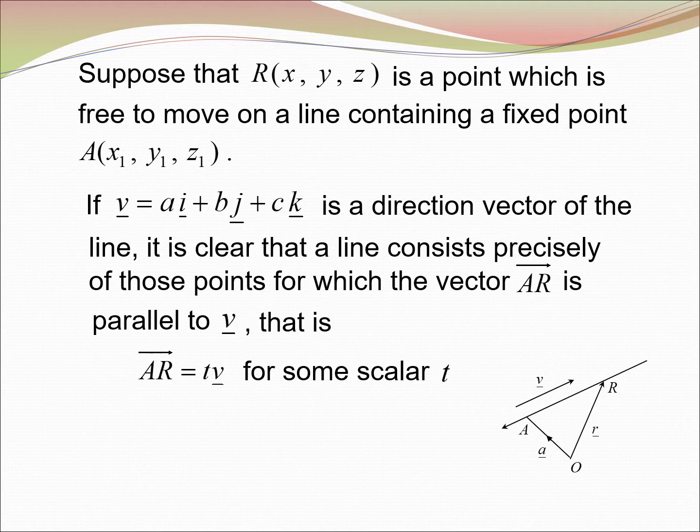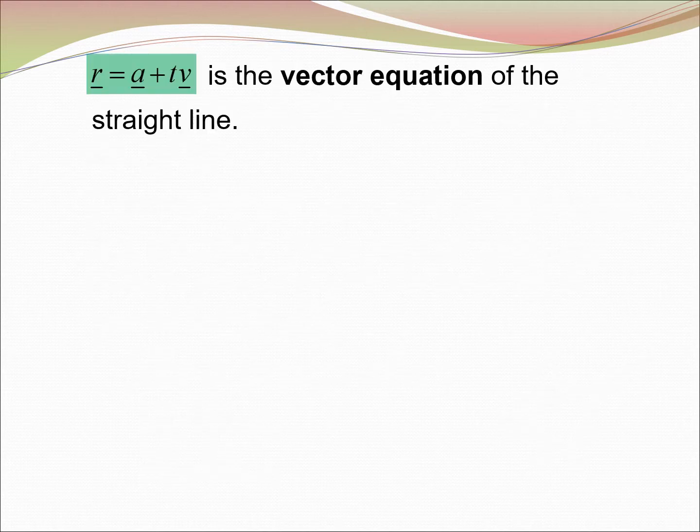As we know, AR is equal to OR minus OA. Then from this, negative OA, we move to the right side and it becomes positive. So we will get OR is equal to OA plus tV. So r equal to a plus tV is the vector equation of the straight line.